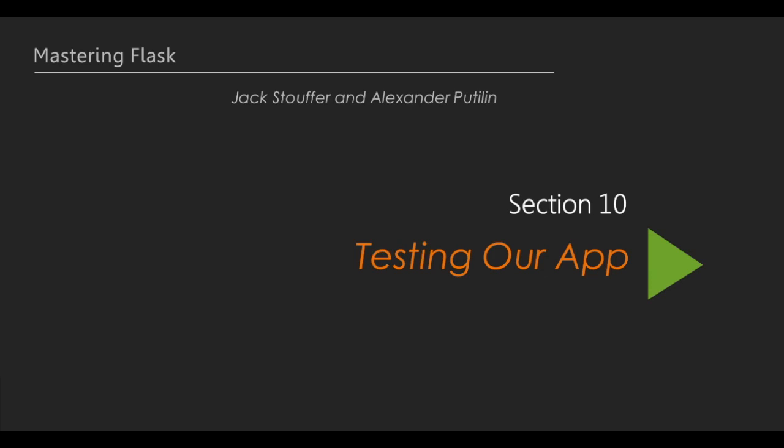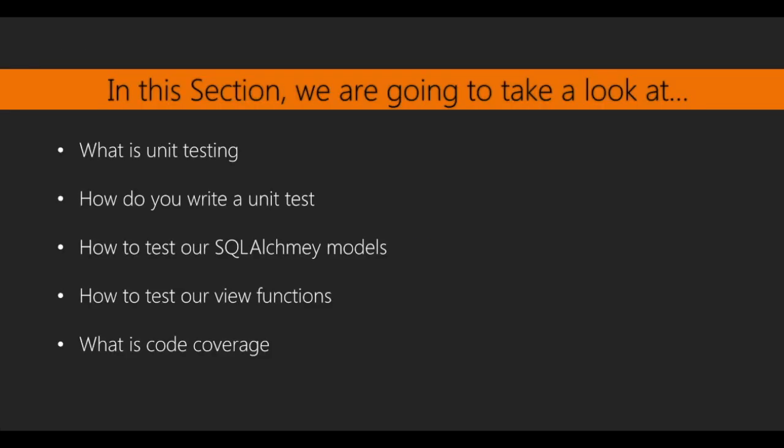In the previous section, we worked with Celery to program asynchronously. This is the start of section 10, which is titled Testing Our App. In this section, we will look at what unit testing is and why it will be beneficial to your app. We will cover the basics of unit testing, then we will go over the various specialized methods of testing the different parts of our app. We will also explain the concept of code coverage at the end of this section.